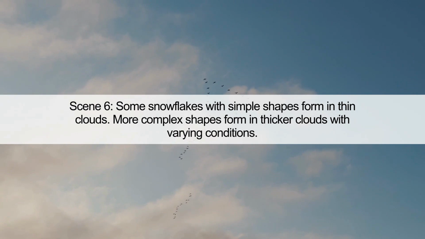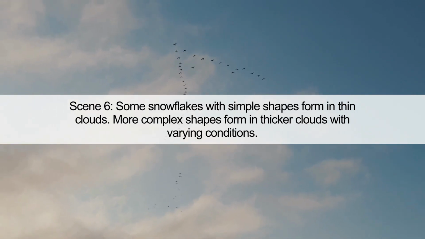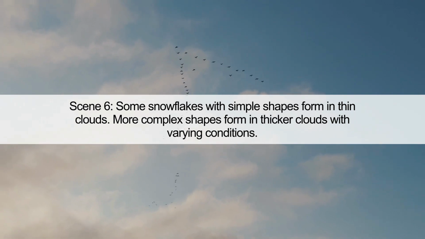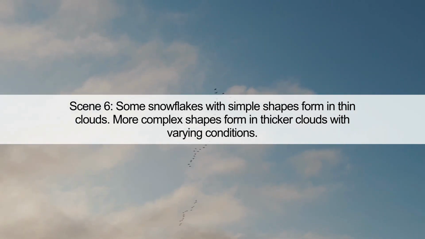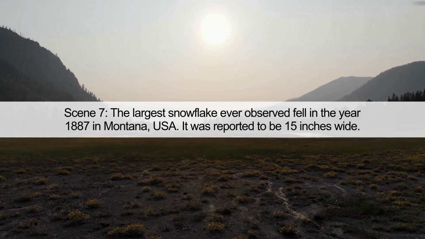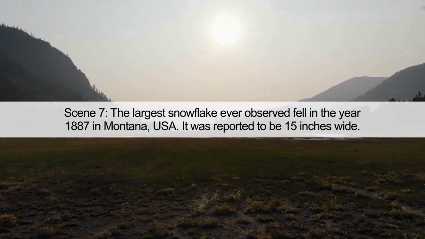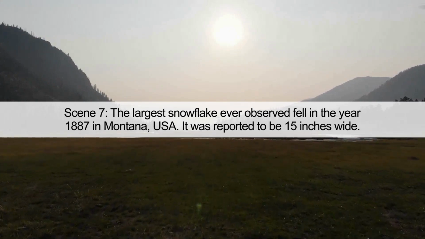Some snowflakes with simple shapes form in thin clouds. More complex shapes form in thicker clouds with varying conditions. The largest snowflake ever observed fell in the year 1887 in Montana, USA. It was reported to be 15 inches wide.